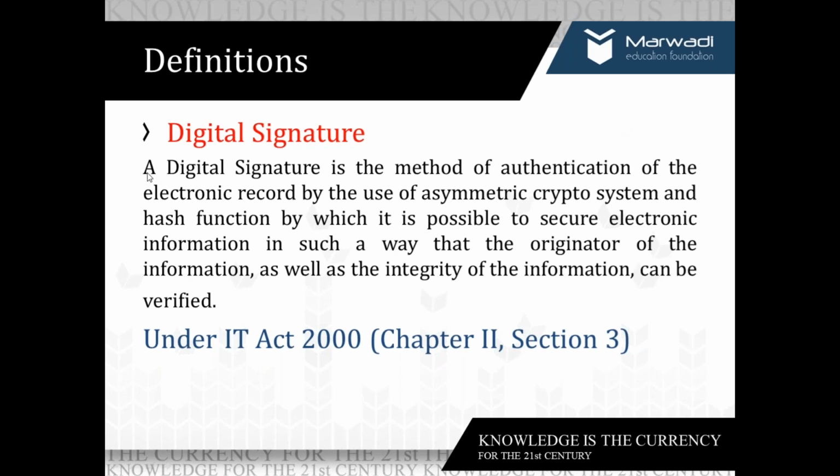So digital signature. A digital signature is the method of authentication of the electronic record, right? So that is the authentication of your electronic record by the use of asymmetric cryptography, and that is what I asked in one question: what is asymmetric cryptography? So now you can understand. In the case of asymmetric cryptography, we will use public key plus private key, right? And that is totally public key encryption methodologies. So in the form of asymmetric cryptography, we will prepare a digital signature here, right?